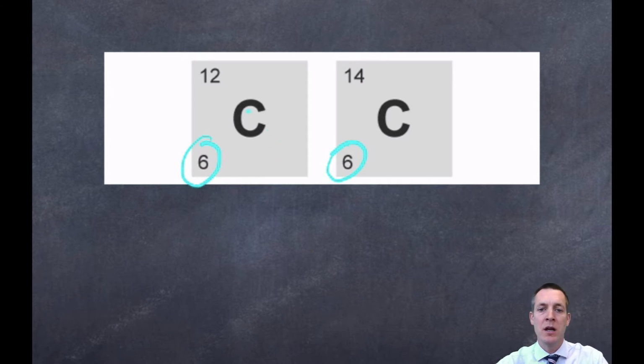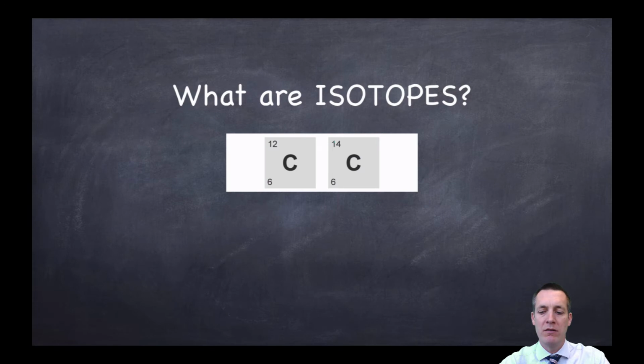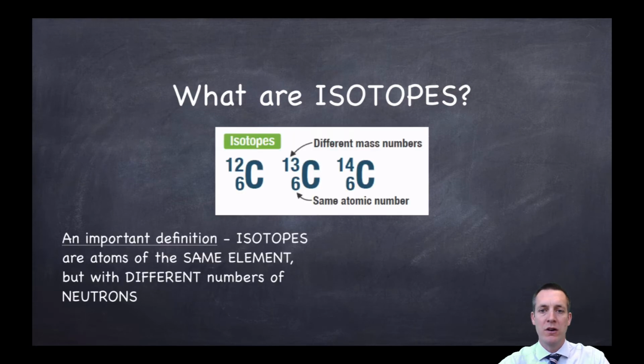But there's a very important difference between these two atoms as well, and that is the mass numbers. So these two atoms of carbon are isotopes of carbon because their atomic numbers are the same, but the mass numbers are different. So let's now have a look at what the definition of isotopes is. And it's a really important one to note down, and it's important to remember because you could get asked to define this in a test.